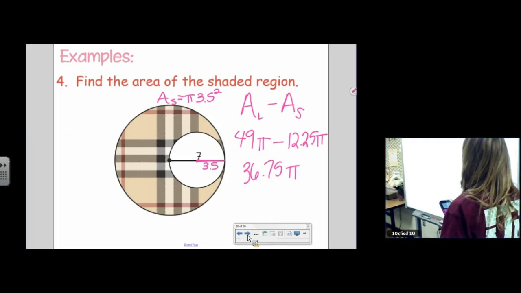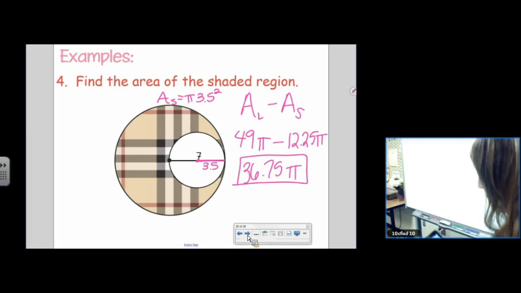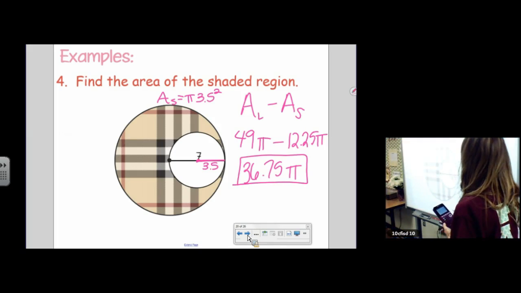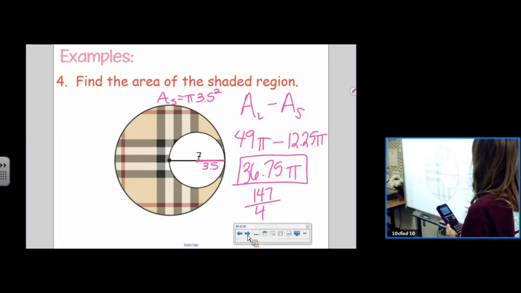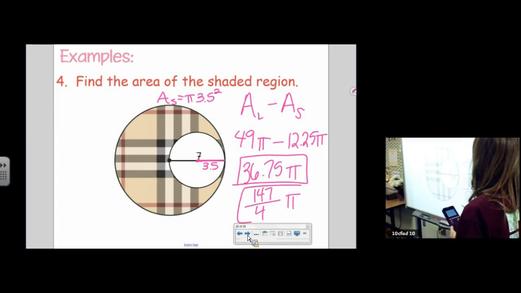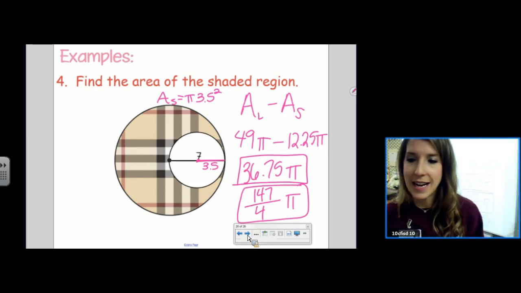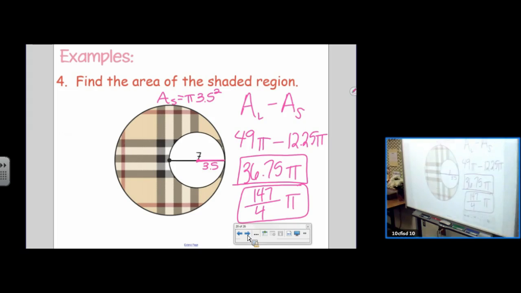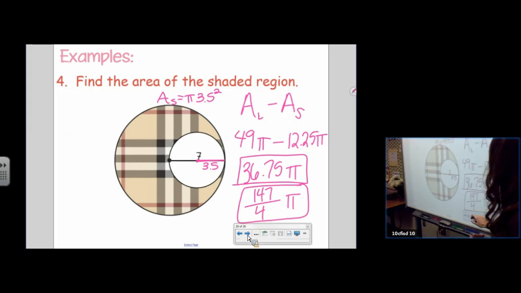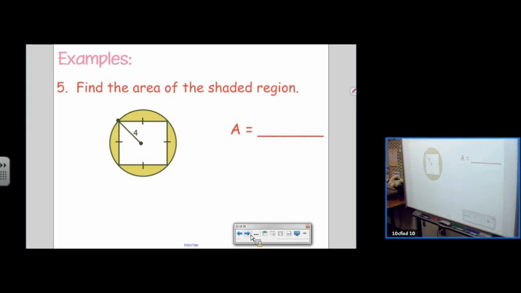36.75 pi is the final answer. You're also welcome to write it as a fraction. 147/4 pi. Multiple choice problems, you might see it as a fraction as well. Okay? Good job if you got that. Good job. All right, let's try 2 more. We have 2 more left.